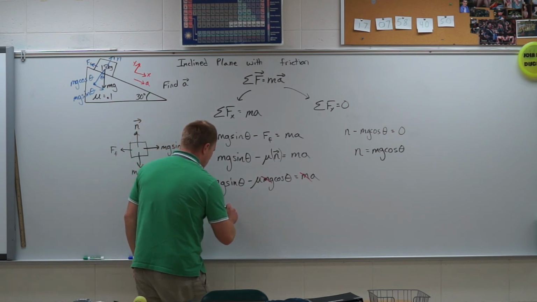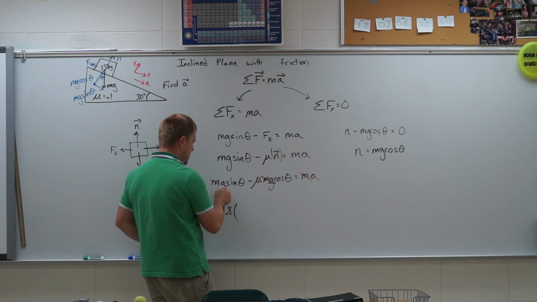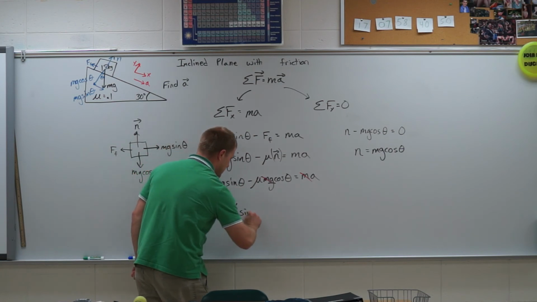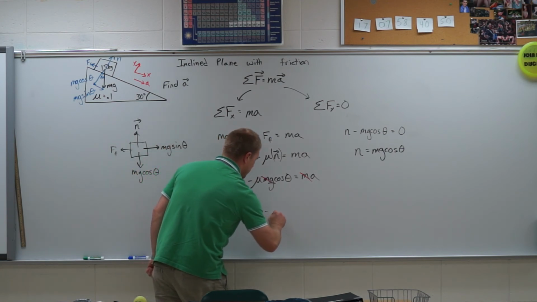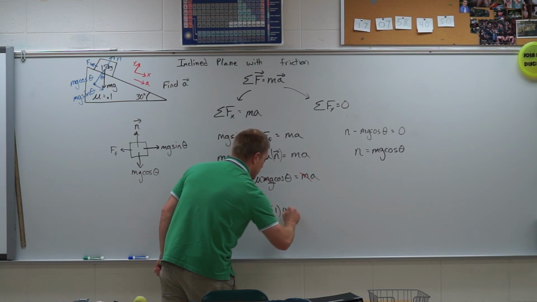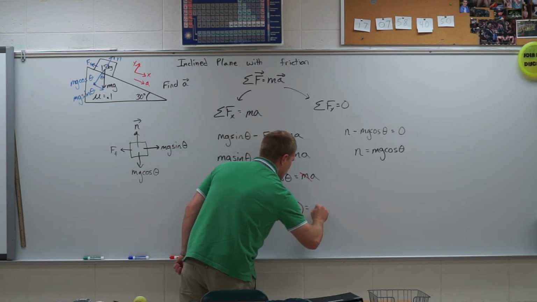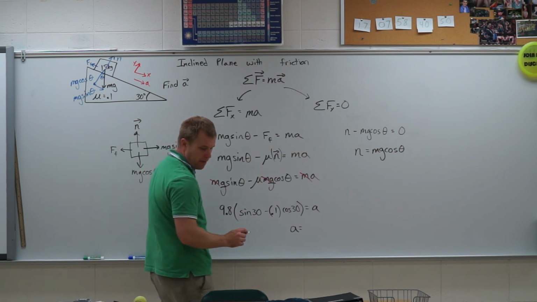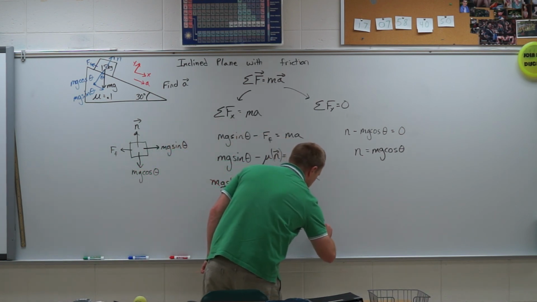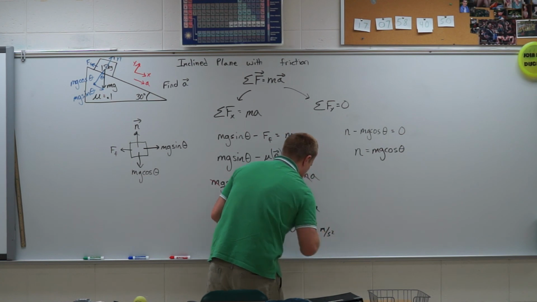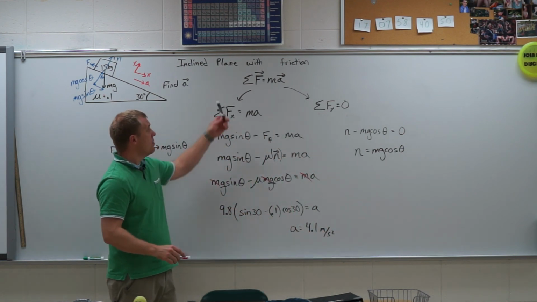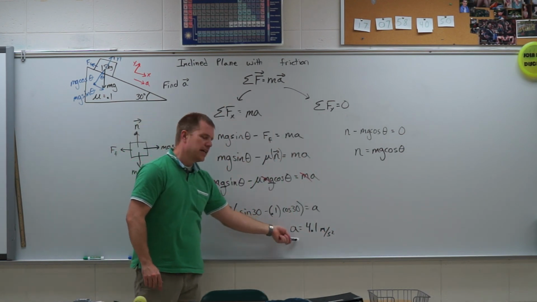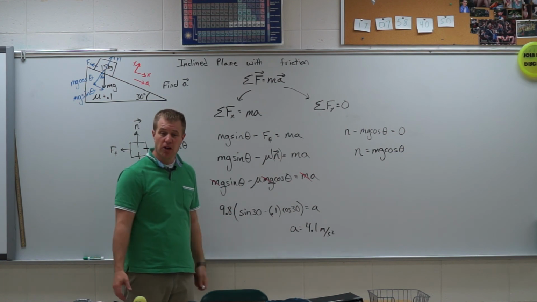And again, we're just solving for a, so now we're just going to be plugging in our numbers. I can even factor out a g here because there's one on each term. And then I can have the sine of 30 minus 0.1 times the cosine of 30 will equal my acceleration. And we should get an acceleration of 4.1 meters per second squared. Now you did note if you watched the one without friction, we got 4.9, so our acceleration is a bit smaller with friction.